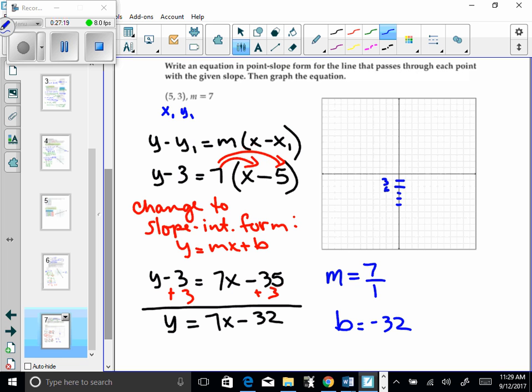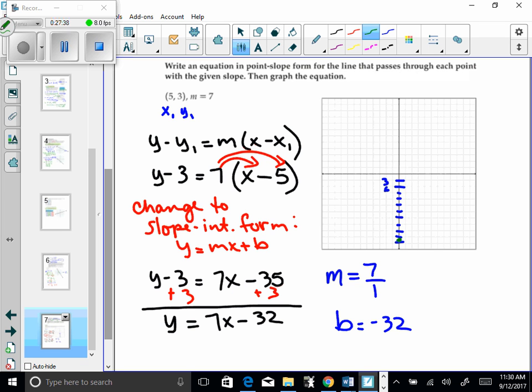Hang on, I didn't go by 3s. Let me try that again. 3, 6, 9, 12, 15, 18, 21, 24, 27, 30, 33. That's going to get me down here at about negative 32.